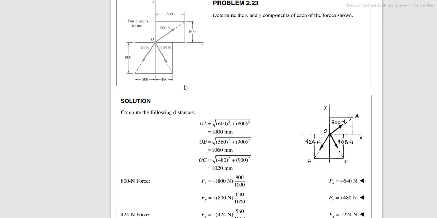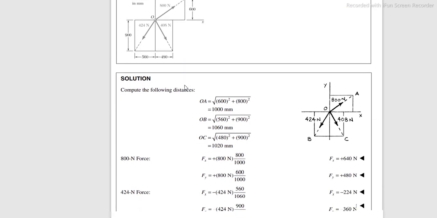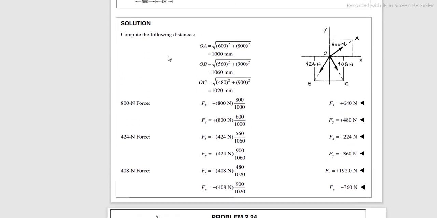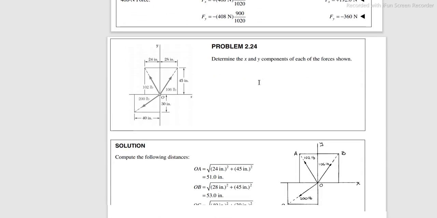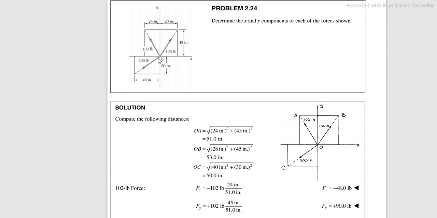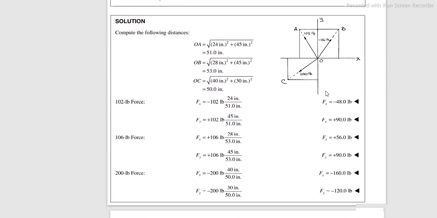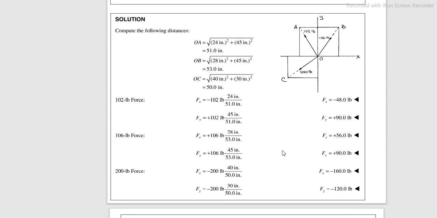Problem 2.23, here the solution is the free body diagram. This is problem 2.24, same x and y components of each force shown, and this is the free body diagram and the solution is for three forces.